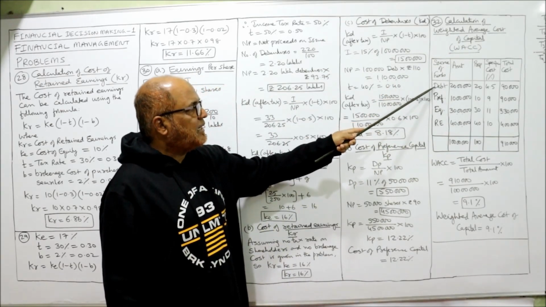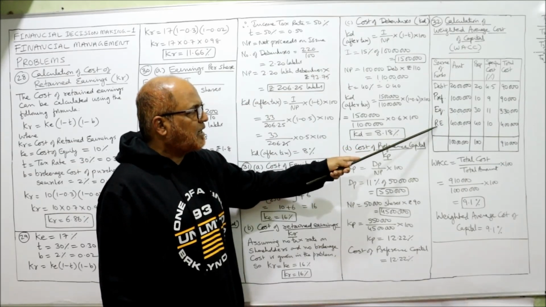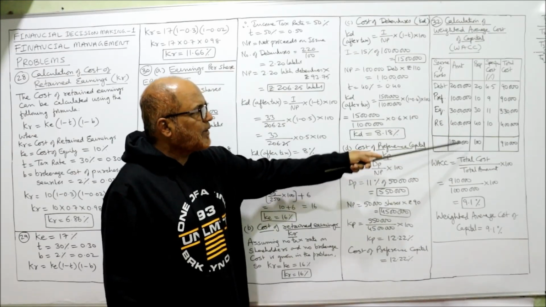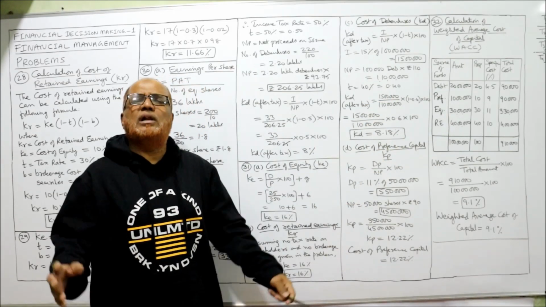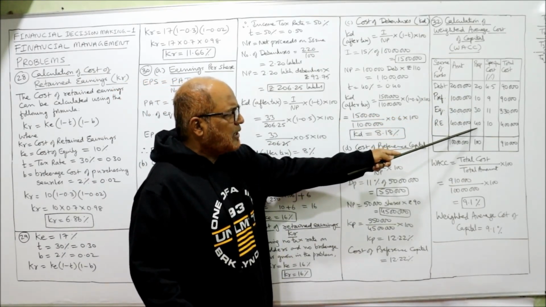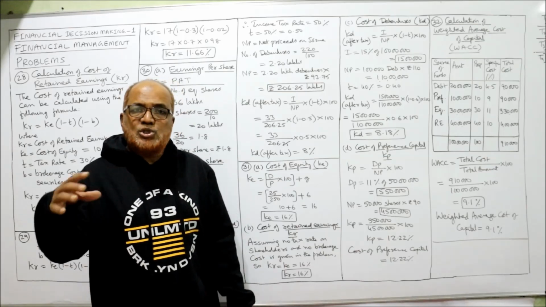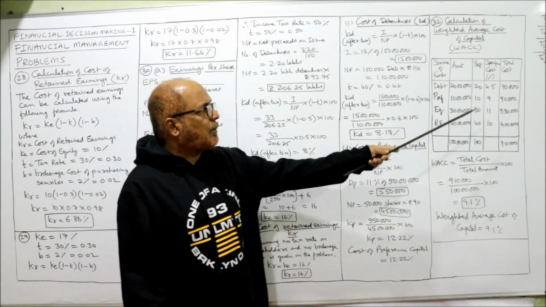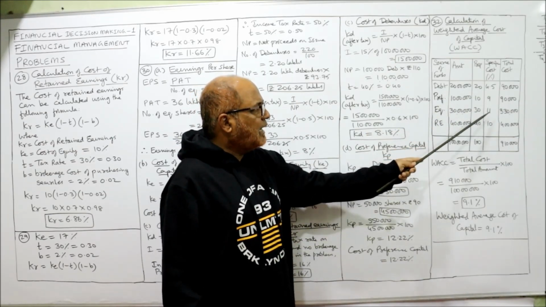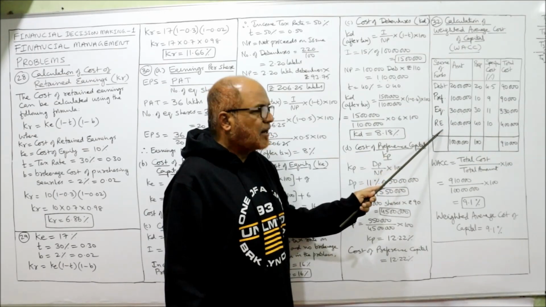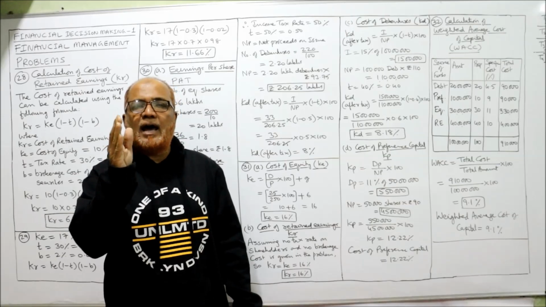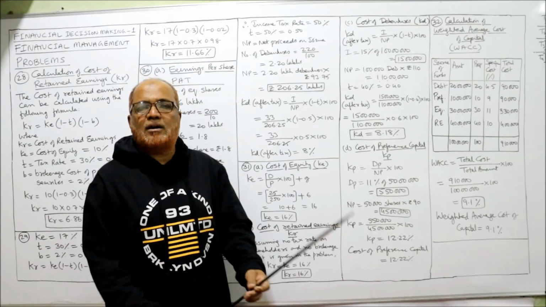The source of funds: debt, preference, equity, retained earnings. Amounts are given in the problem: 20 lakh, 10 lakh, 30 lakh, 40 lakh, total 1 crore. Proportion, we don't require. Only for our information, it is given 20%, 10%, 30%, 40%, total 100%. Now, specific cost is given in the problem: 4.5% KD, 9% KP, 11% KE, and 10% retained KR. Now, total cost. Multiply the amount with the specific cost.